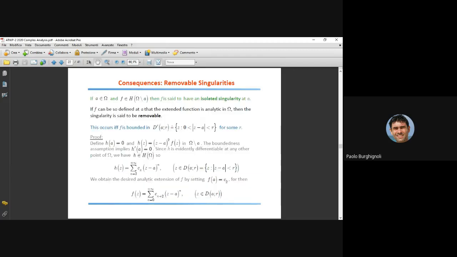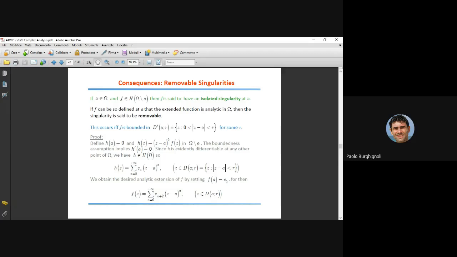Now we will talk instead about singularities, and we will start with the simplest kind of singularity, the isolated singularity. If we have a point A inside the domain omega, and if we know that our function f is analytic inside omega with the exception of this point A, then we say that our function f has an isolated singularity at A. So a single isolated point where it fails to be analytic.